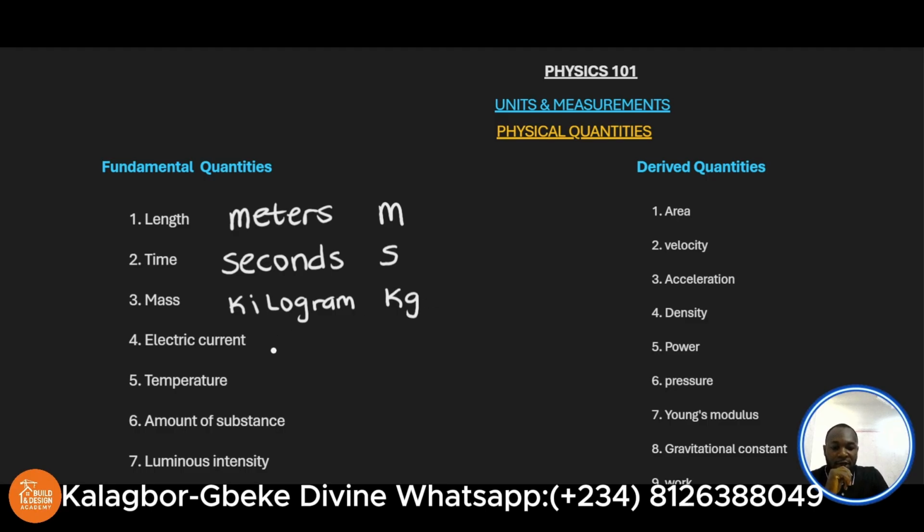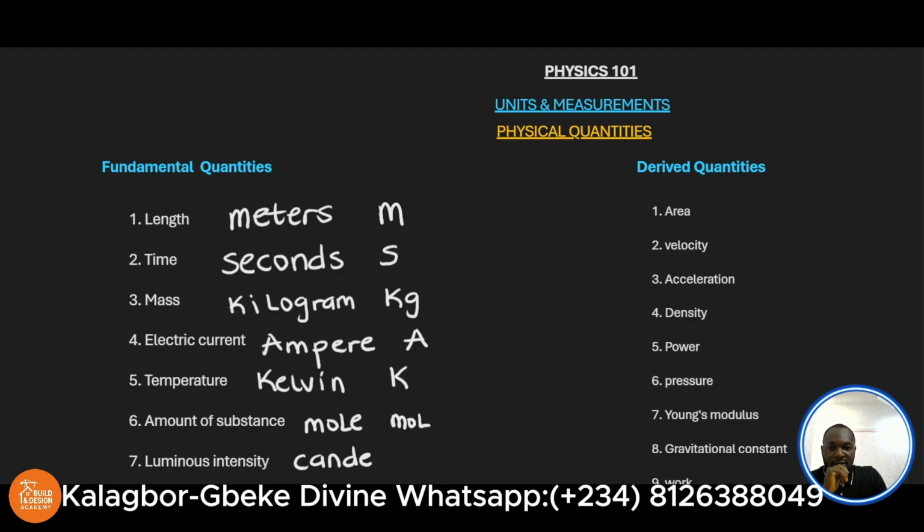We also have electric current, measured in ampere, and the symbol is A. For temperature we have kelvin, and the symbol is K. For amount of substance we have mole, and the symbol is mol. We also have luminous intensity, measured in candela, and the symbol is cd.